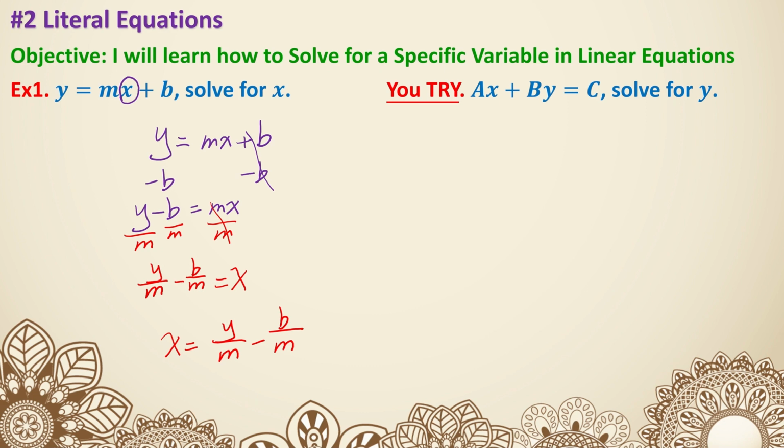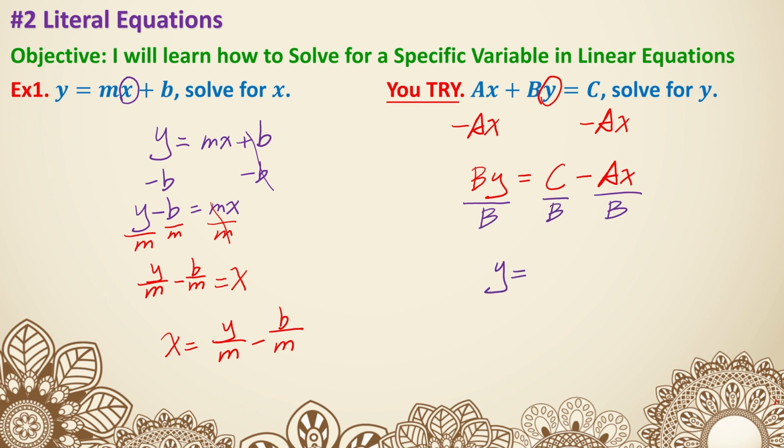Moving on, example 2. Solve for y. There you go. There's my y. So I need to subtract both sides by ax to get rid of that. So we have by equals c minus ax. Then we need to get rid of the b. We're going to get rid of it the same way. Whenever we need to divide, we are going to divide things separately. So divide both sides by b.